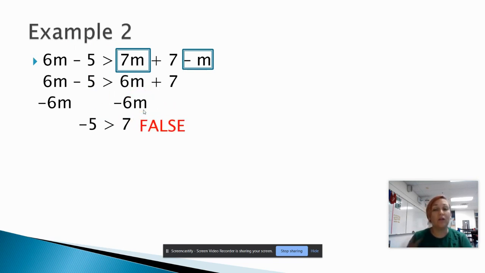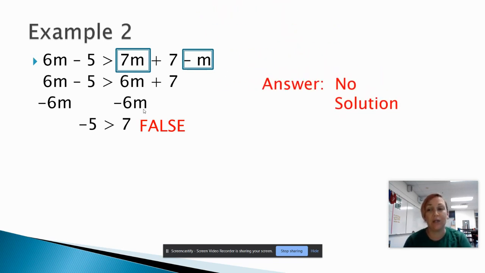Now, again, the inequality is not your final answer. The word false is not your final answer. Our final answer is a phrase, and this phrase, since it's a false statement, is no solution. So my final answer to this question is no solution. There are no numbers that exist in the world that would work if we plugged them in to this inequality. I will always get a false statement.